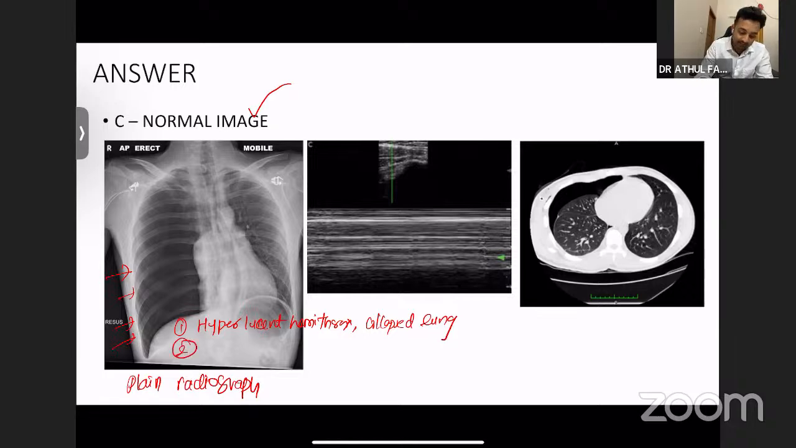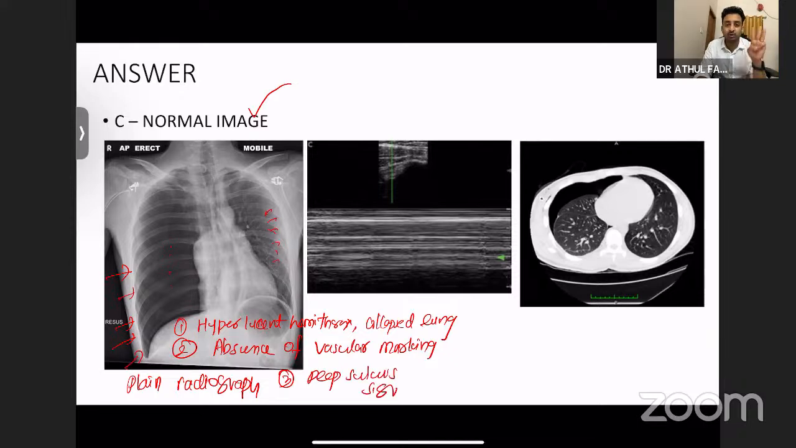Second thing you have to see is absence of vascular markings. You should look for the absence of vascular markings. See, here you are not able to see any vascular markings. But even here, you are able to see all the vascular markings of pulmonary hilar vessels. So it is beautifully seen here. And finally, you should look for the deep sulcus sign.